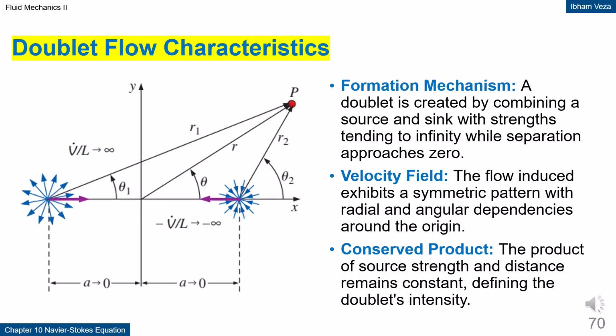Doublet flow characteristics. A doublet is formed by combining a source and a sink with very large strengths and very small separation distance. Even though the distance shrinks, the product of strength and distance remains constant and defines the doublet intensity. The resulting flow field has a symmetric pattern with radial and angular components. This model is often used as a basic element in constructing flow around bodies. Physically, the doublet helps represent local disturbance effects in potential flow.